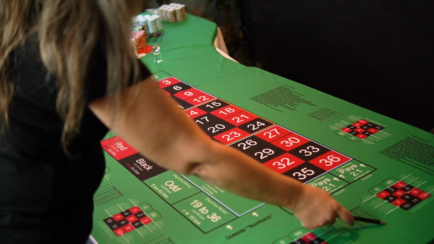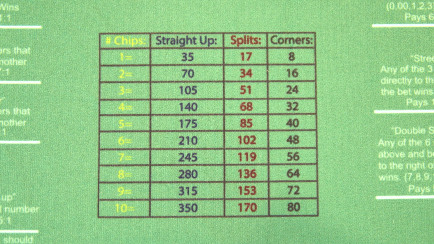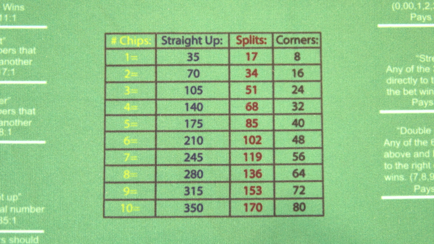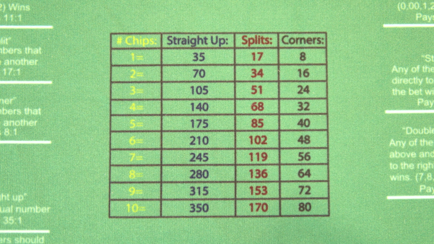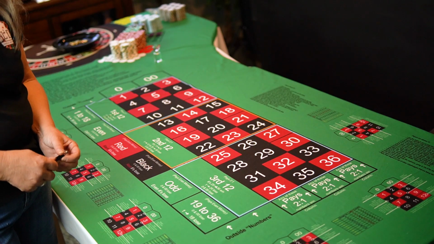Here we have basically 1 through 10, straight up, splits and corners, and what they would pay depending on how many chips you have on there.